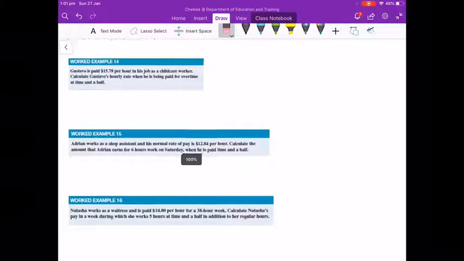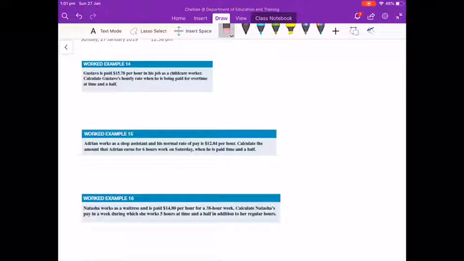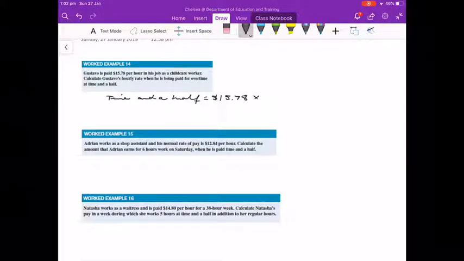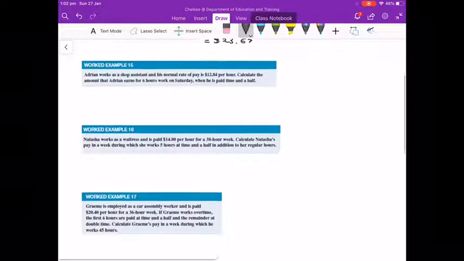Let's go through with the questions. Gustavo is paid $15.78 per hour in his job as a childcare worker. Calculate Gustavo's hourly rate when he's being paid for overtime at time and a half. So to find Gustavo's time and a half rate, we list his regular hourly rate and we multiply it by his overtime rate, which is time and a half. Time and a half is 1.5, and I've changed that to a decimal. So Gustavo earns $23.67 for every hour that he does overtime.